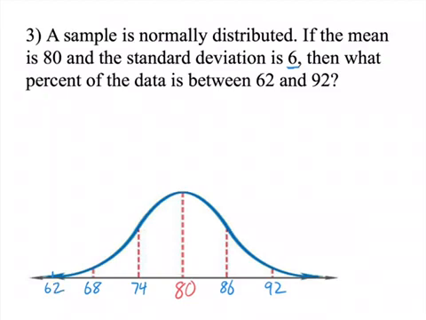So now what you see here is I have from 62 all the way to 92. You have all of this. All of that is what you want. Because, again, you have from 62 to 92.